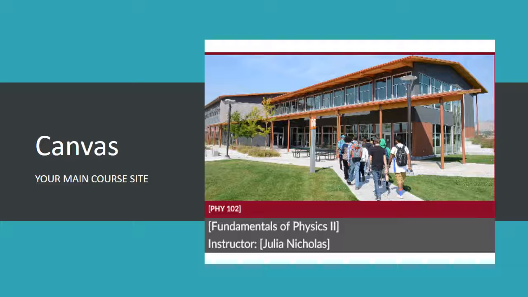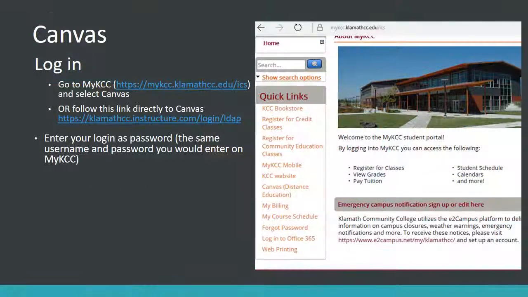First, let's look at Canvas, which is your main course site. There are 2 ways that you can get logged into Canvas. You can go to MyKCC through the Klamath CC website, which is this link right here, and you can select the Canvas distance education link. This is the direct link here, so if you want to just save that direct link in your favorites, you can click on that to get logged in to Canvas.